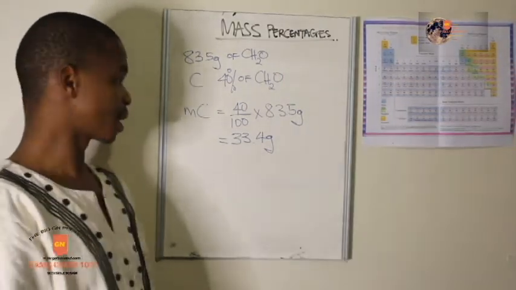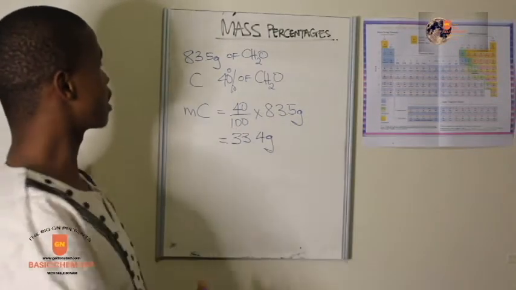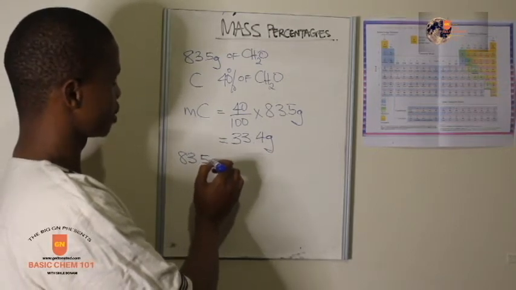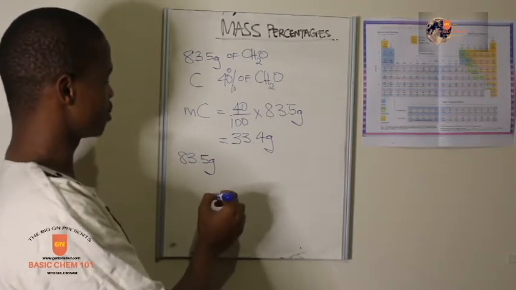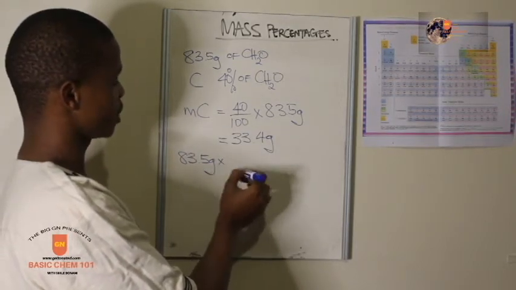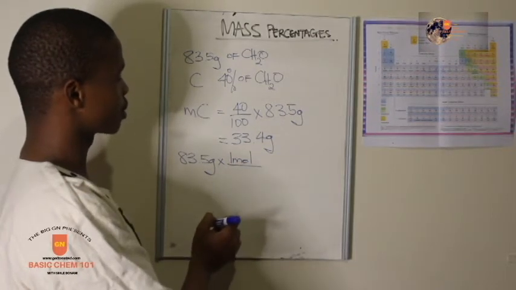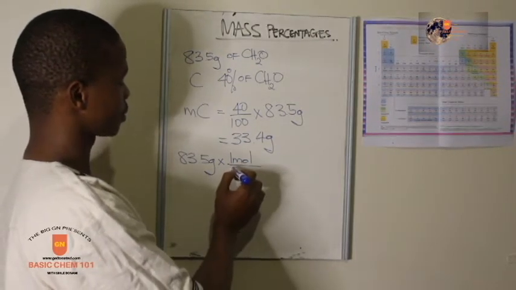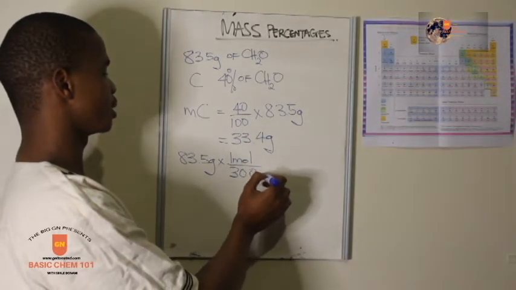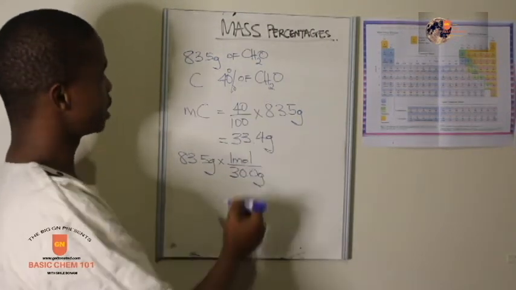But if you were watching the last video, you can also get this by calculating the number of moles, which is 83.5 grams of formaldehyde. We change it to moles. So 1 mole is equal to 30.0 grams. So this is 1 mole of formaldehyde.